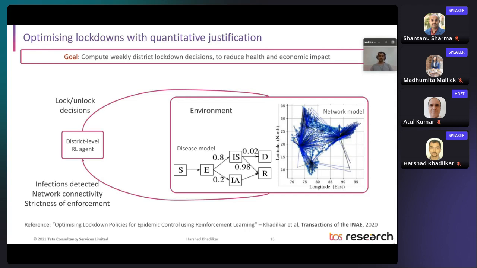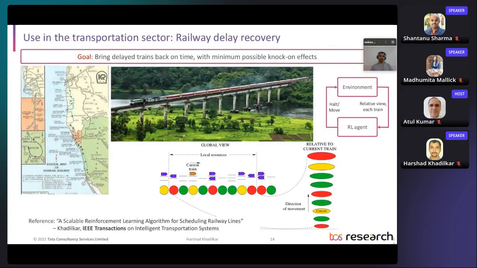So one of the things we did was create an environment which emulates the spread of disease through the country, and then try and see if a reinforcement learning agent can observe these parameters in real time and make quantitatively justifiable decisions about whether a district should be locked or unlocked. Similarly, we have used similar concepts to do recovery from railway delays.